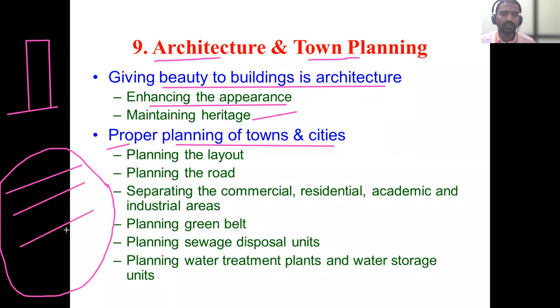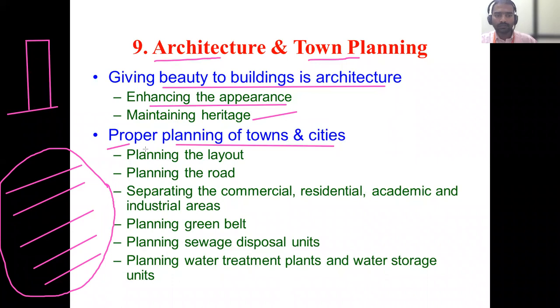In this block, some part will be taken for residential purposes, some part for commercial purposes, some part for irrigation purposes, and some part for any water body construction, that is dams and reservoirs. This is systematic planning, which will come under town planning.